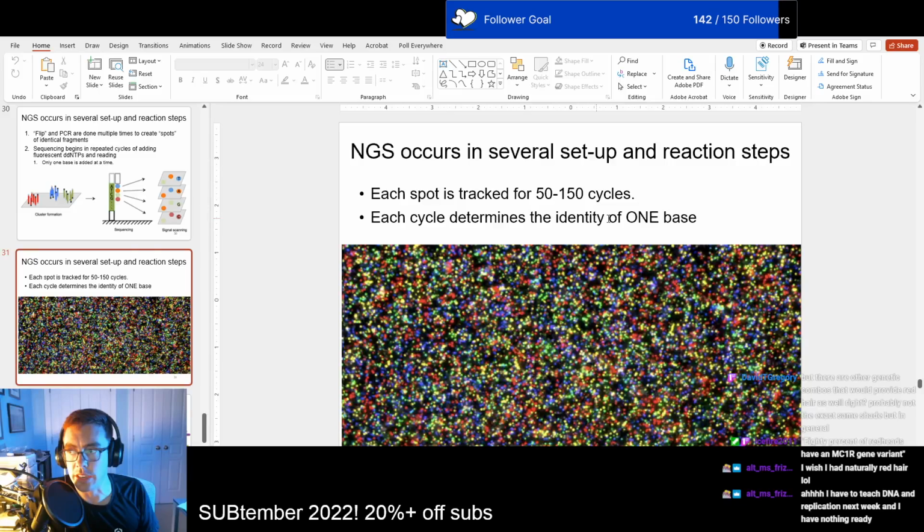So each cycle determines one base at a time, but each spot is tracked for 50 to 150 cycles. And this is a real image from one of these sequencers where each one of these little pretty dots is one cluster of DNA representing one fragment of DNA. And the different colors represent the different bases that are being added. So yeah, that's the short and sweet of it.